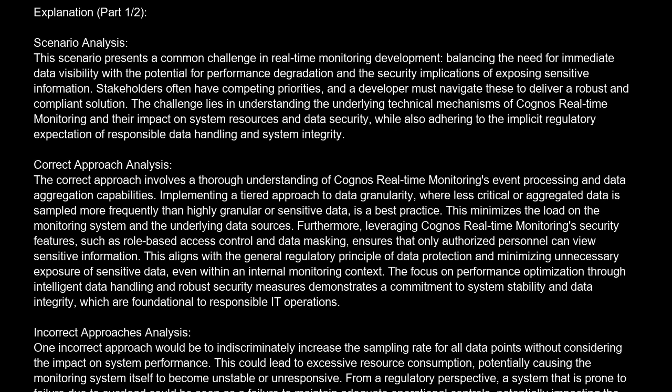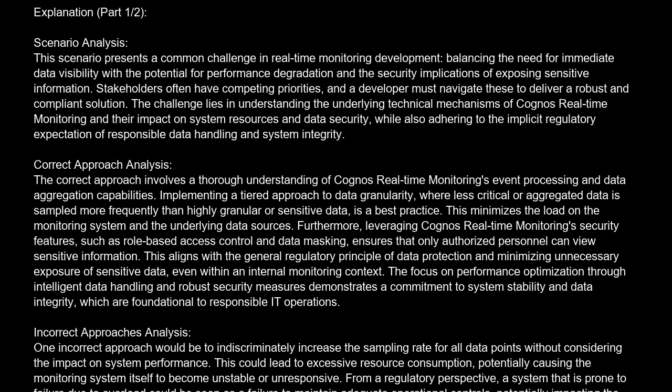Implement a tiered data access and sampling strategy, where highly granular and sensitive data is sampled less frequently or with stricter access controls, while aggregated or less critical data is sampled more frequently. Explanation. Scenario analysis. This scenario presents a common challenge in real-time monitoring development, balancing the need for immediate data visibility with the potential for performance degradation and the security implications of exposing sensitive information. Stakeholders often have competing priorities, and a developer must navigate these to deliver a robust and compliant solution.